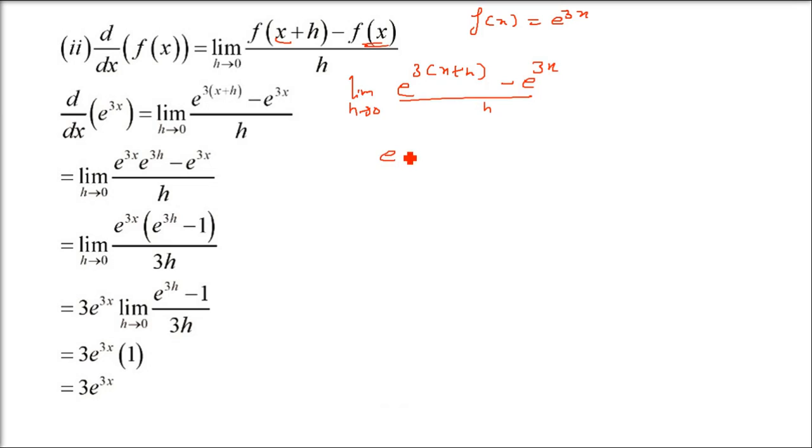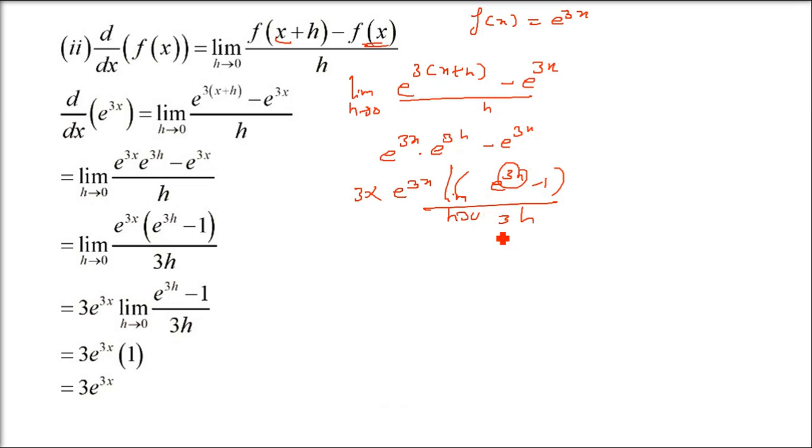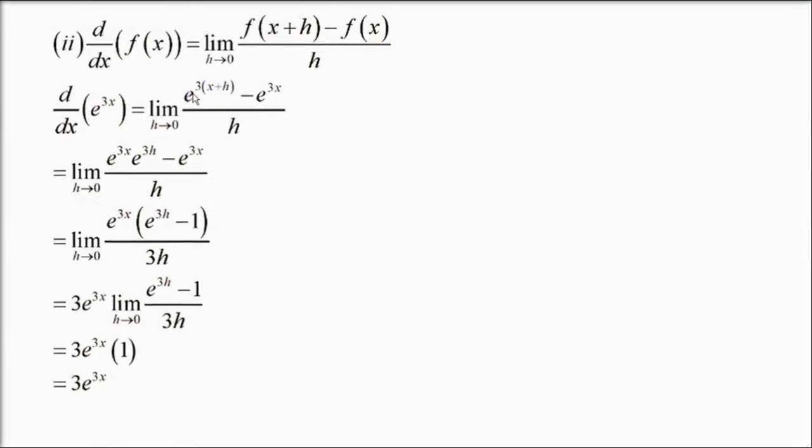So this becomes e raised to 3x plus 3h. So e raised to 3x dot e raised to 3h minus e raised to 3x, and e raised to 3x you can take common. e raised to 3h minus 1 will come. h is already there in the denominator. Multiply numerator and denominator by 3. And now limit h tends to 0. This becomes e raised to theta minus 1 by theta, limit theta tends to 0, which is 1. So only 3e raised to 3x will remain.